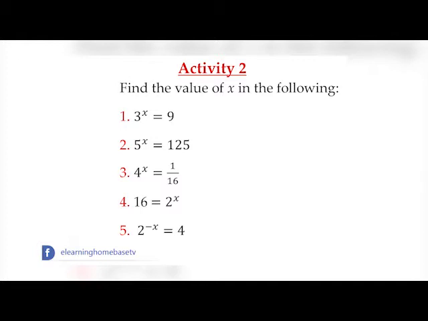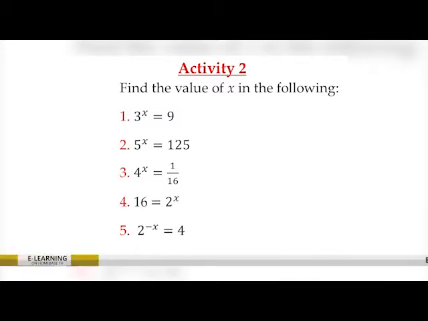We are moving on to another activity, that is activity 2. We have to find the value of x in the following. Kindly pick your pens and books. As the questions appear on the screen, quickly take a snapshot of the question and then solve them. We are going for a short break. When we come back, you compare your answer to my answer to check if you are on course. Stay tuned.